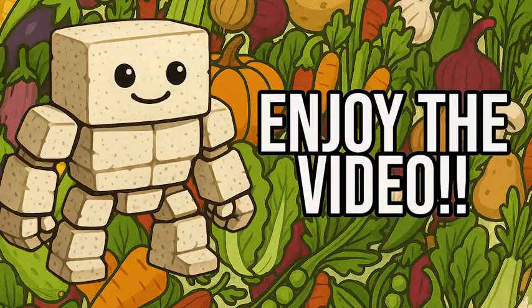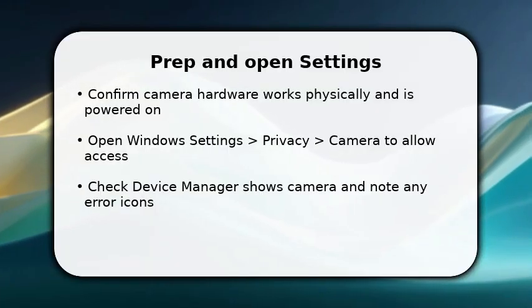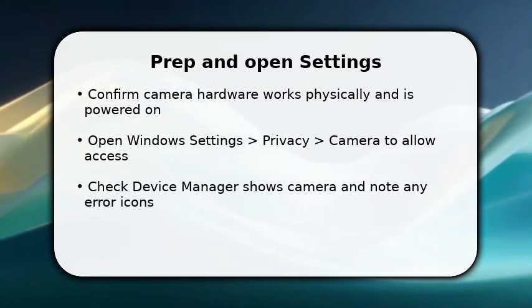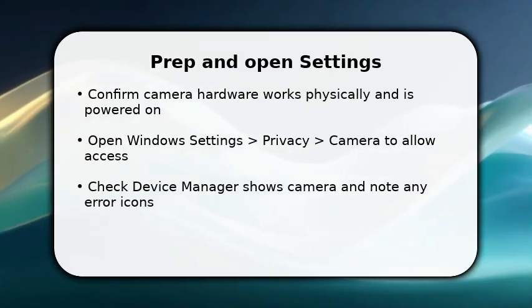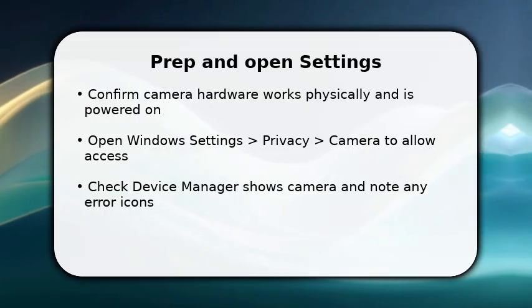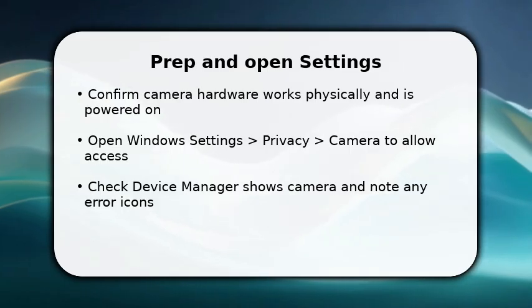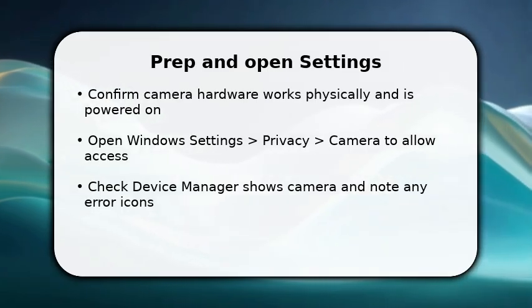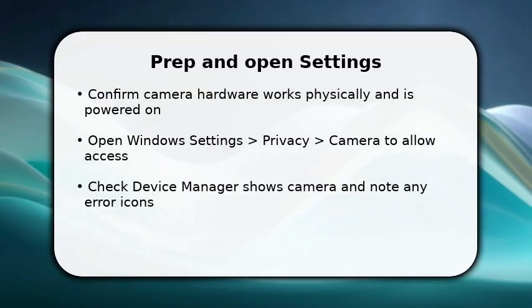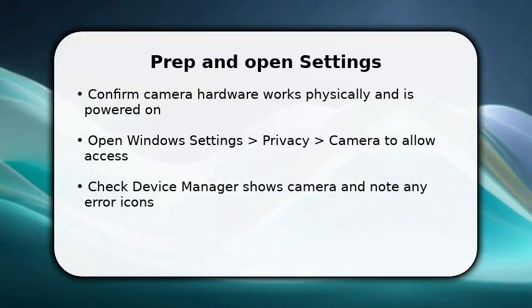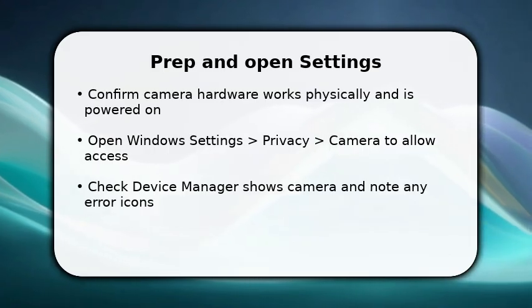Please enjoy the video. You start now by confirming the camera is physically connected and not covered. If it's a laptop, make sure the privacy shutter is open. Next, open Settings, go to Privacy, then Camera, and turn on Allow apps to access your camera so the OS can grant permissions. While you're there, scroll to the Desktop Apps list to confirm the app you need is enabled.